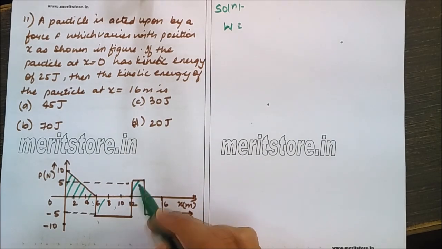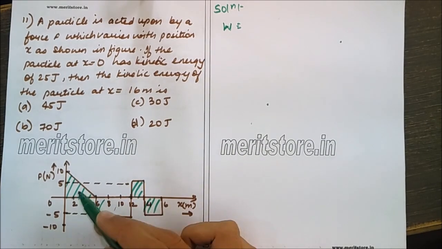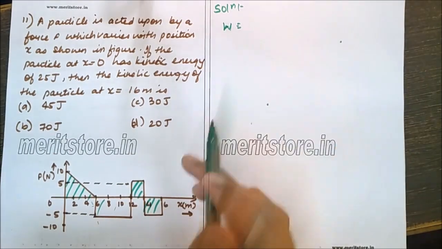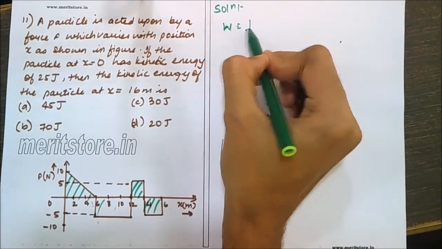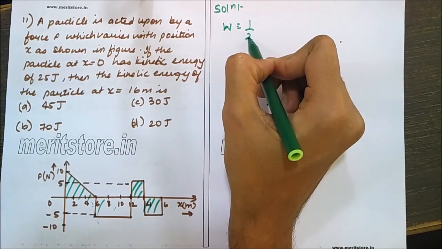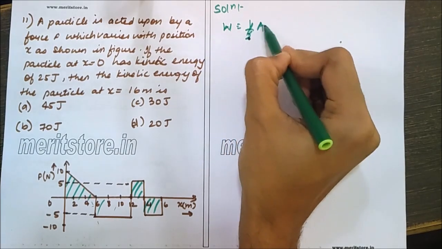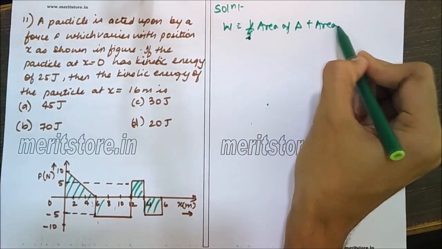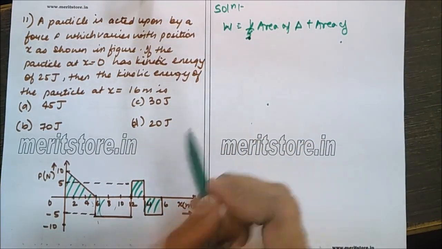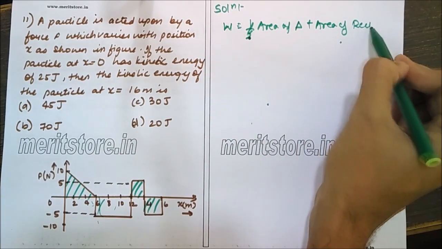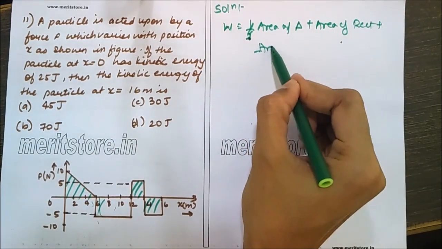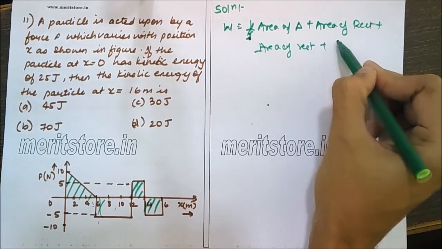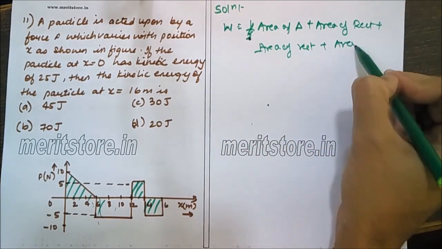Okay, no, both of these are the rectangles. So we have one triangle and three rectangles. And so we'll be adding all of them, that is the area of the triangle plus the area of this rectangle, plus the area of again the small rectangle, plus the area of this last one.